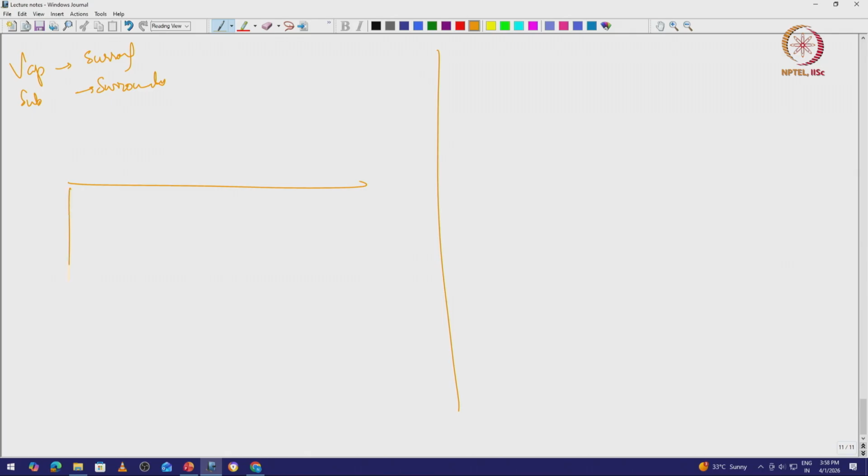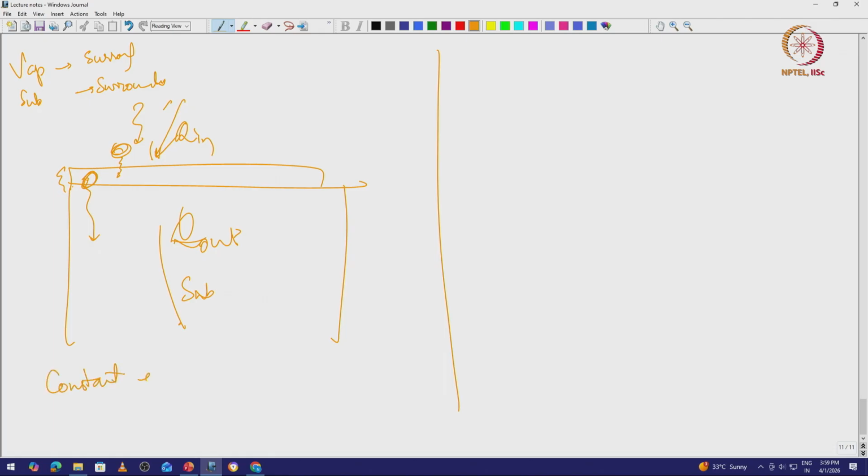The film is my system; this is the substrate, a huge substrate. This is vapor; from the vapor a hot atom is coming, sitting on the substrate. As soon as it sits on the substrate, it is actually transferring all its heat to the substrate. So my film now is taking heat from the surrounding and giving back heat to another part of the surrounding. So there is a constant exchange of heat, Q in, Q out, a constant exchange of energy between system and surrounding.